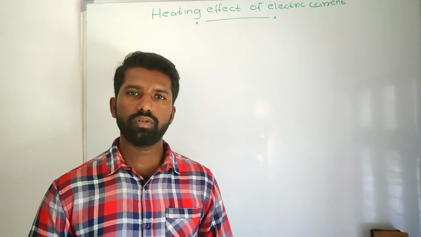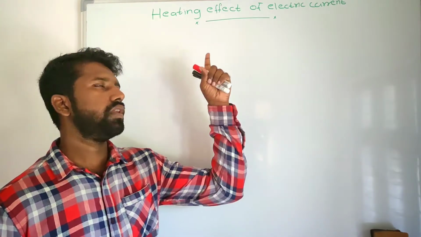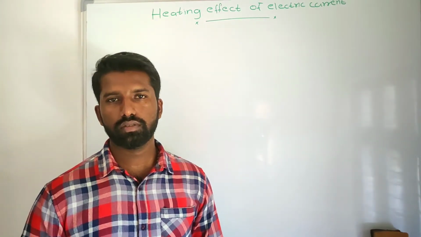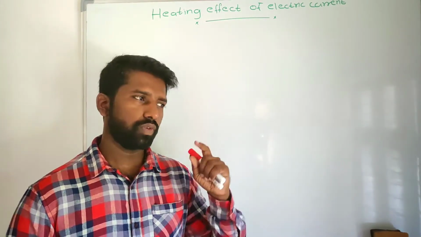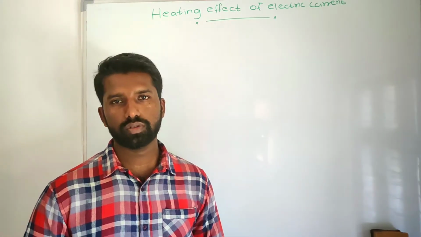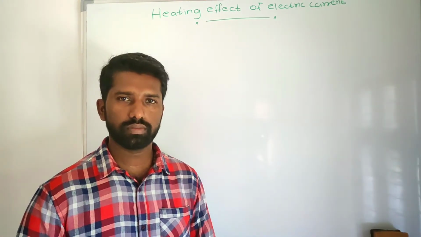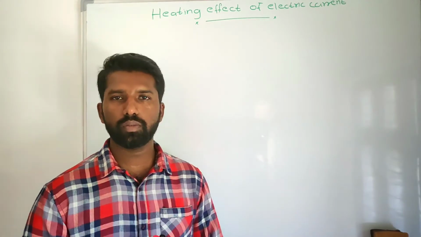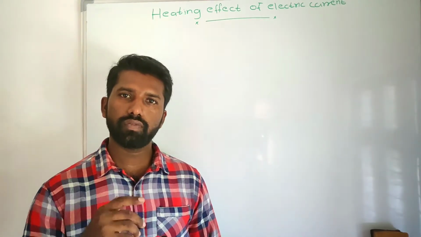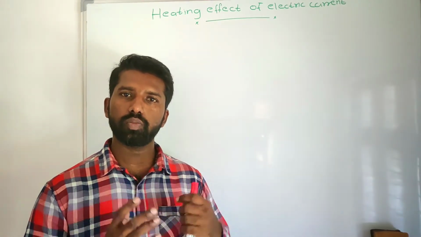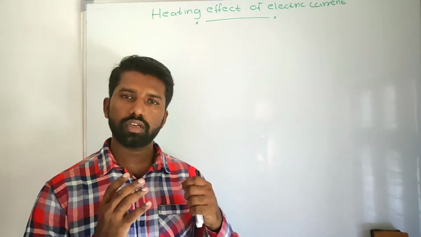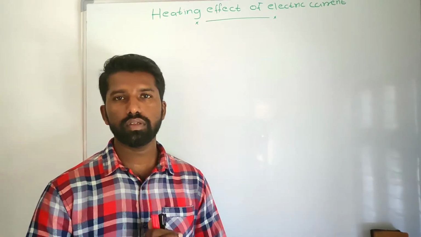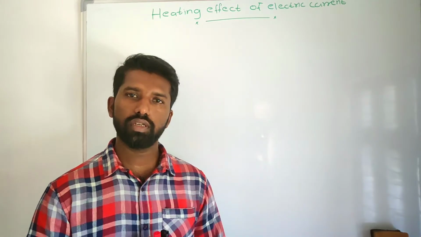In this video, I am going to discuss the heating effect of electric current. You may have observed that when you switch on an iron box, it starts to produce heat. You can observe the same phenomenon in a fan: if it runs for more time, it starts to produce heat. And in the case of a bulb, along with the light, the bulb produces heat.